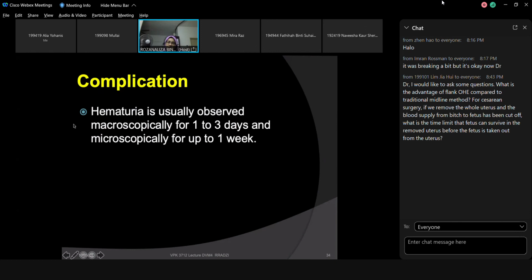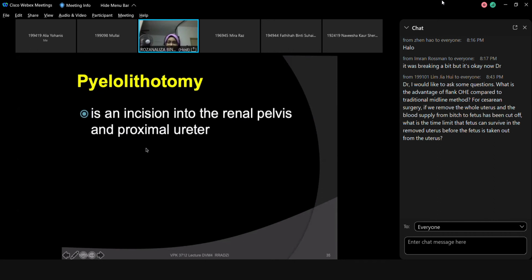So the complications of nephrectomy: basically, it's actually a straightforward procedure, easy to perform. So usually it's hematuria, and you can see the blood in the urine for up to 3 or 4 days, and microscopically up to 1 week. Okay, microscopic means that you cannot see it with your bare eye, but if you put it under the microscope, you can see the RBCs floating. Okay.